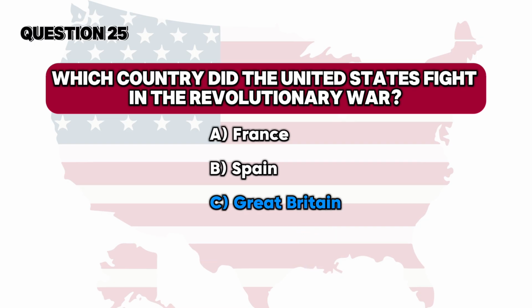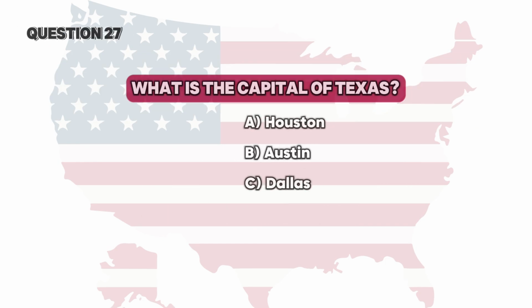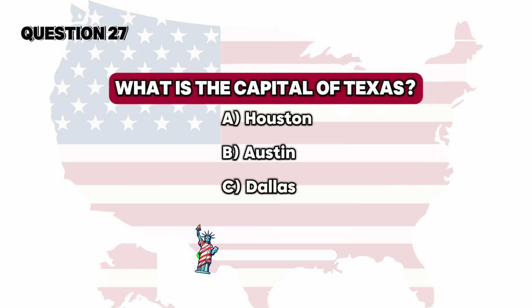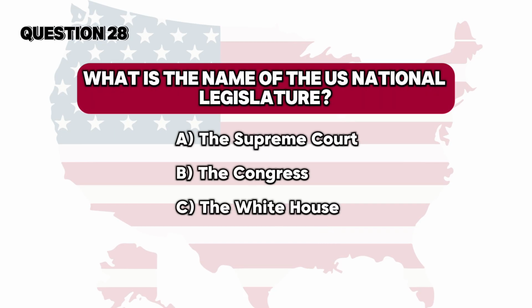Great Britain. What is the term for the first 100 days of a president's administration, often used to measure their early successes? The first 100 days. What is the capital of Texas? Austin. What is the name of the U.S. National Legislature?